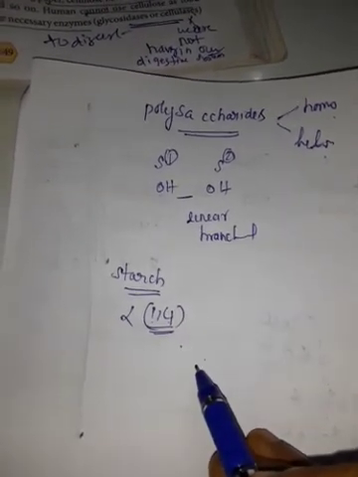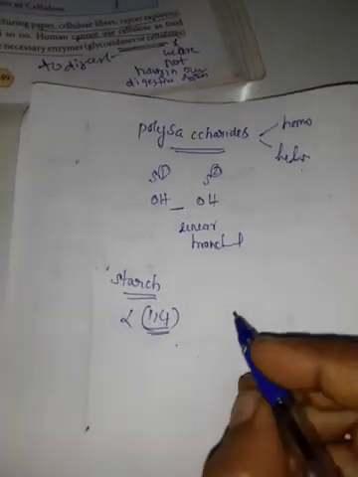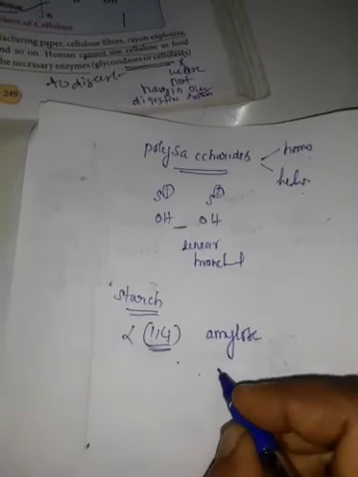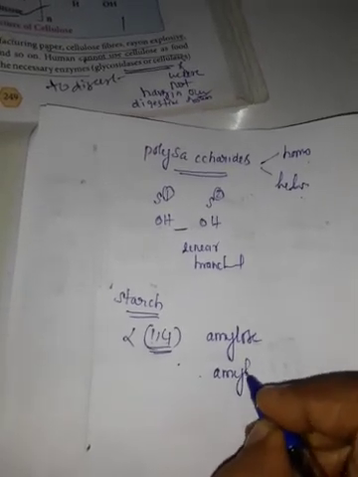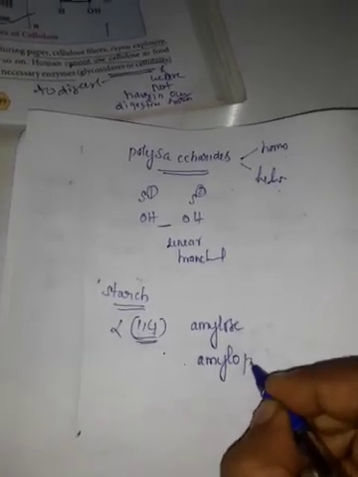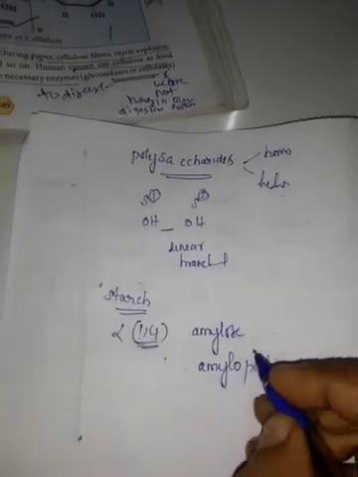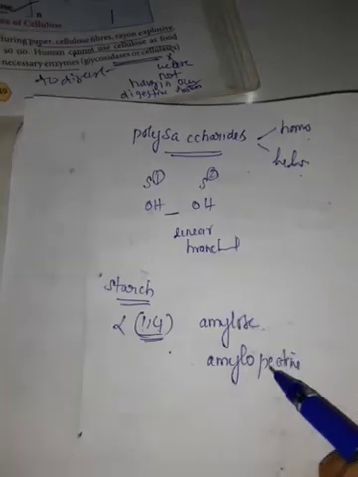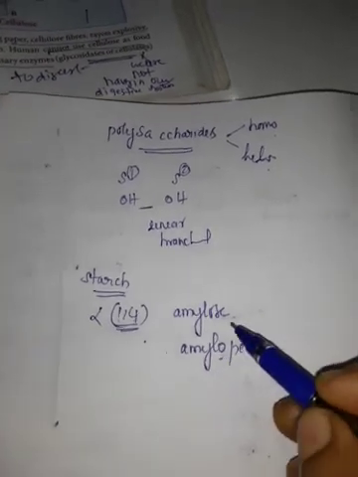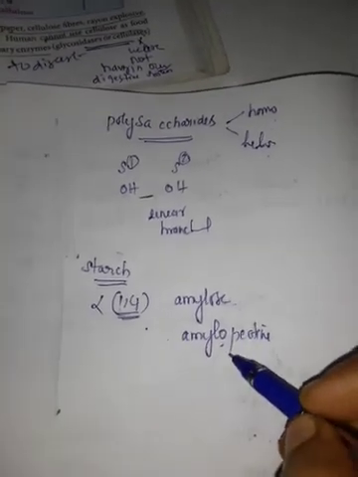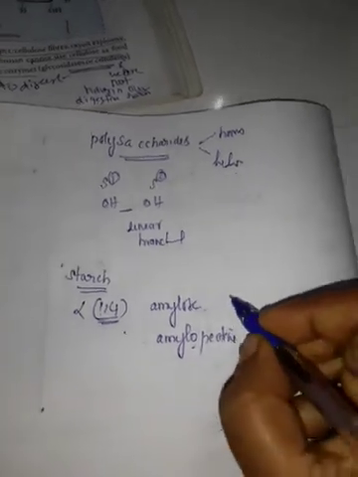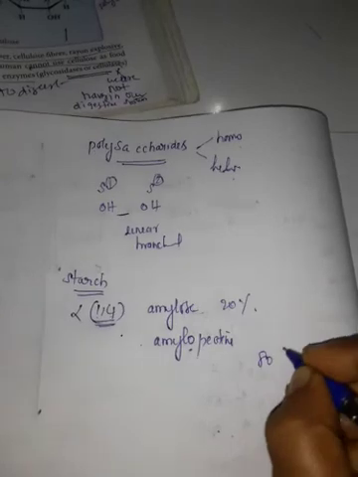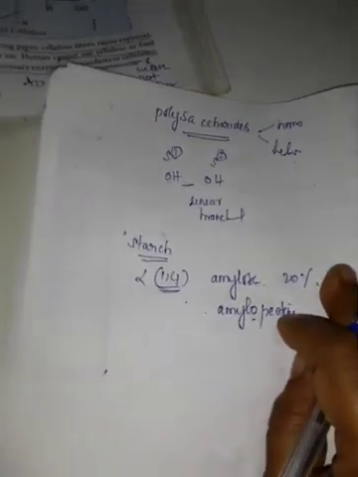Starch can be separated into two fractions. One is amylose and the second one is amylopectin. Amylose is water soluble. Amylopectin is water insoluble. So starch contains 20% amylose and 80% amylopectin.